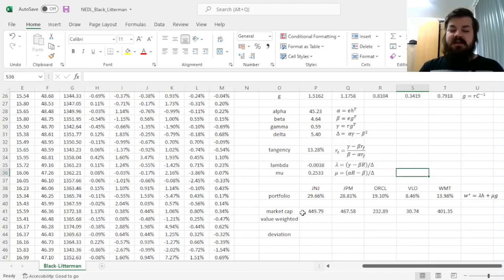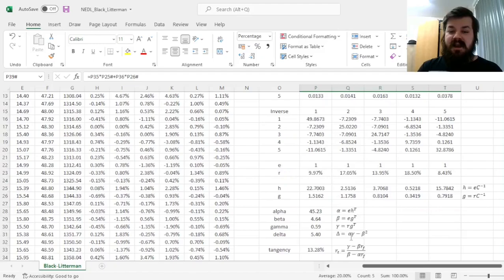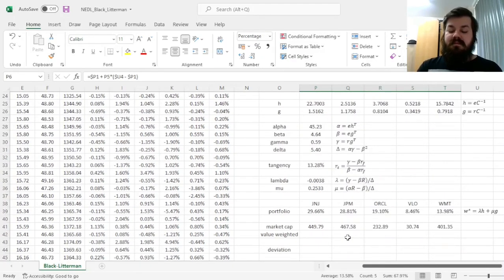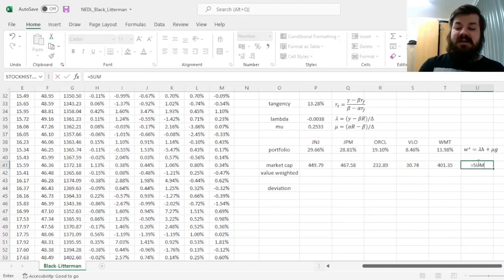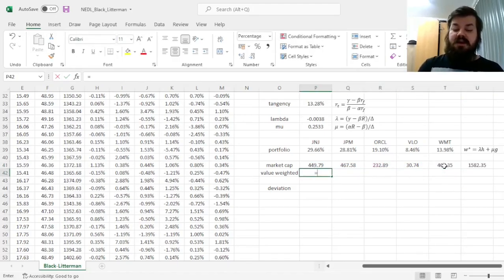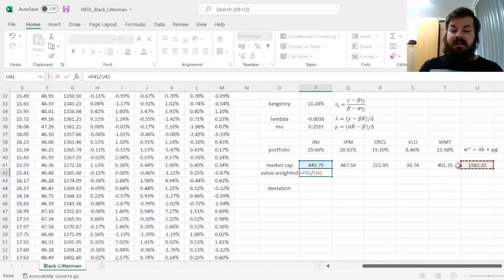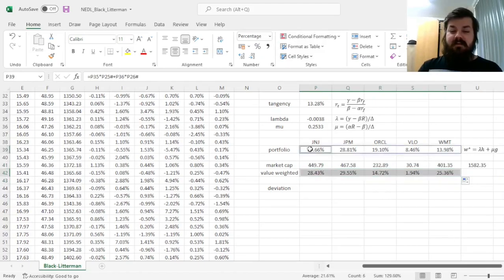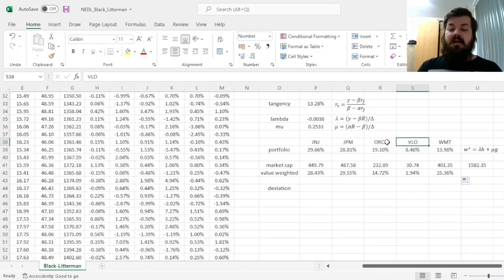So here we need to compare those weights that we have obtained given these assumptions about the returns, if you recall, we used CAPM over here, and the value weights. To calculate the value weights, we can sum up all of the market caps and then divide each of the individual stocks' market caps by the sum to get value weights. And obviously we lock the column for the sum of value weights here. We can drag it around and see that the value weights are quite similar to our portfolio weights, albeit there are some discrepancies, most notably for VLO and for Oracle.